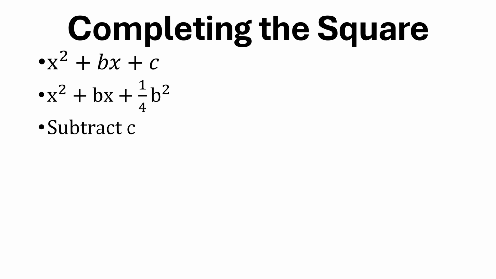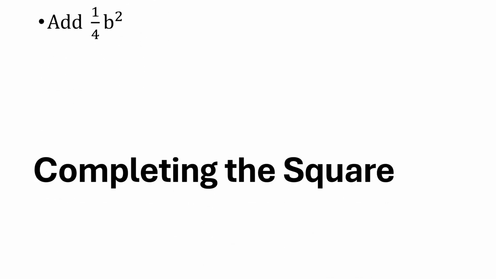Simple. Subtract c, and then add 1 over 4 b squared. This is why, when we were completing the square in the original example, we first subtracted c and then added 1/4 b squared. When completing the square, always make sure the coefficient of x squared is 1.